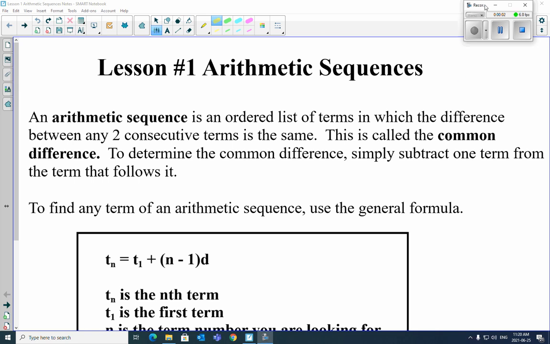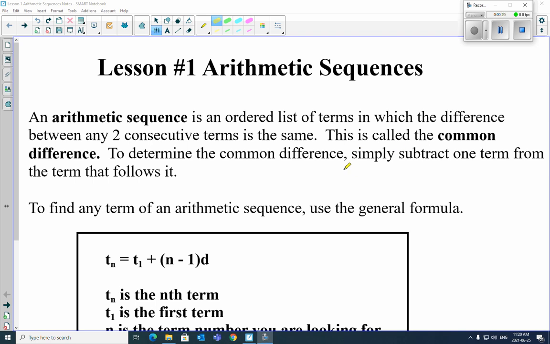Okay, this is lesson 1, arithmetic sequences. A sequence is a list of ordered terms that go on and on, consecutive, one after another. The main thing here is that because it's arithmetic, you have a common difference. Difference just means subtract, right? So you subtract one term from the term that follows it.